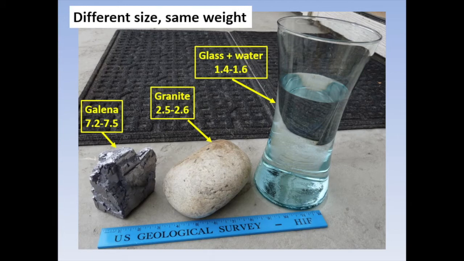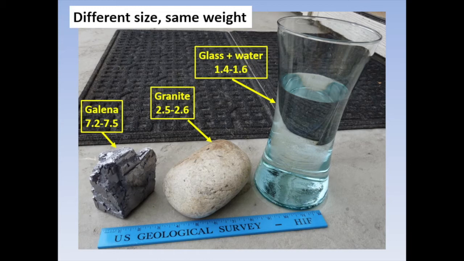If we look at the specific gravity of the 3 different objects, that helps explain that observation. Galena, on the left, has a specific gravity somewhere in the neighborhood of 7 to 7.5. The granite cobble, typical granite, has a specific gravity of about 2.5. And the glass and water combination together has a specific gravity that I would estimate at about 1.5.